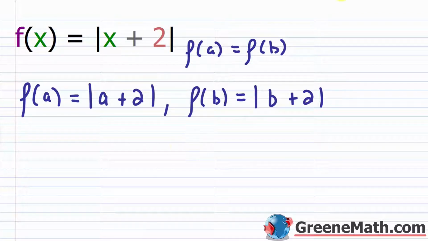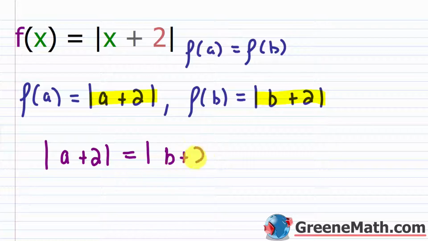So what can we do here? Again, this is f of a, this is f of b. So if these two are equal, set them equal to each other and let's see. So we have the absolute value of a plus 2 is equal to the absolute value of b plus 2. Now, we've solved absolute value equations before, and we know that if we have an absolute value expression equal to another absolute value expression, well, these two can only be equal if what?